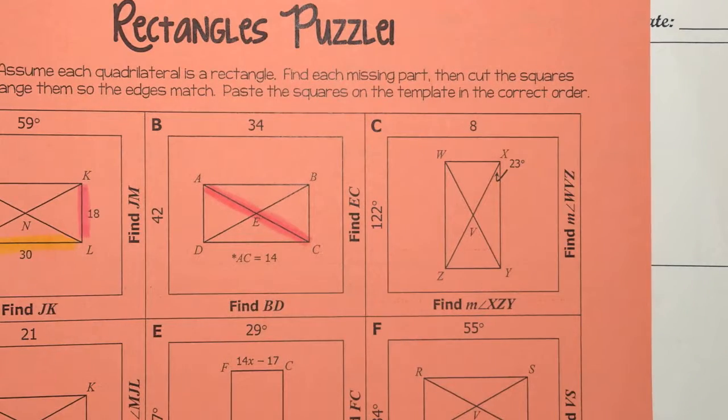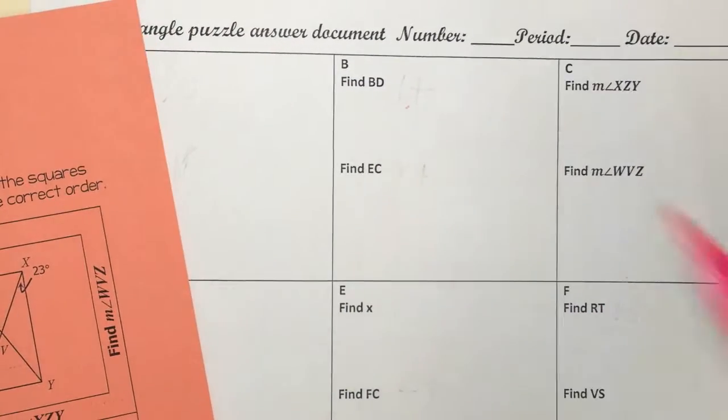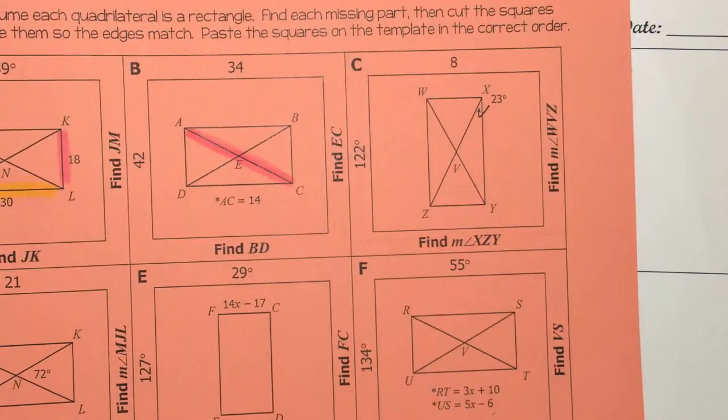They give us AC is 14, right? And they ask us for BD. What do we know about the diagonals of a rectangle? So if AC is 14, what's BD? So you should write 14 right there. And what would EC be? All right, fantastic. Let's move on to problem C.